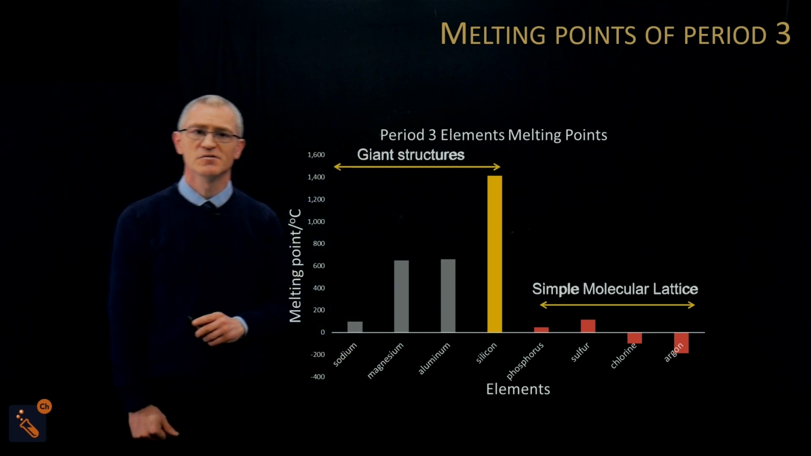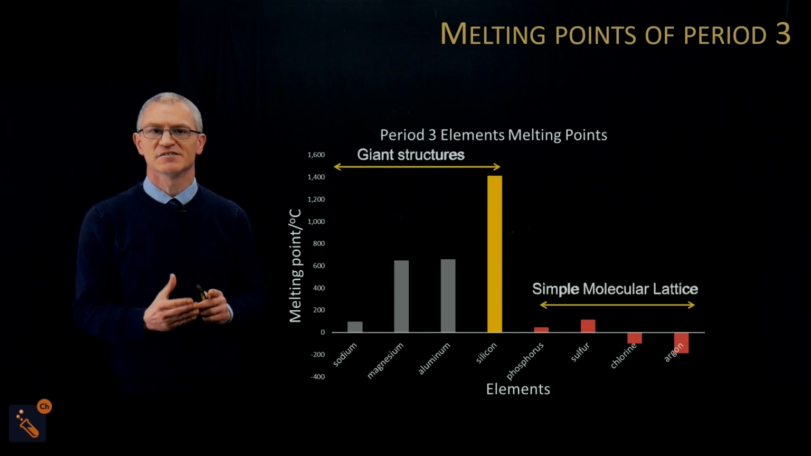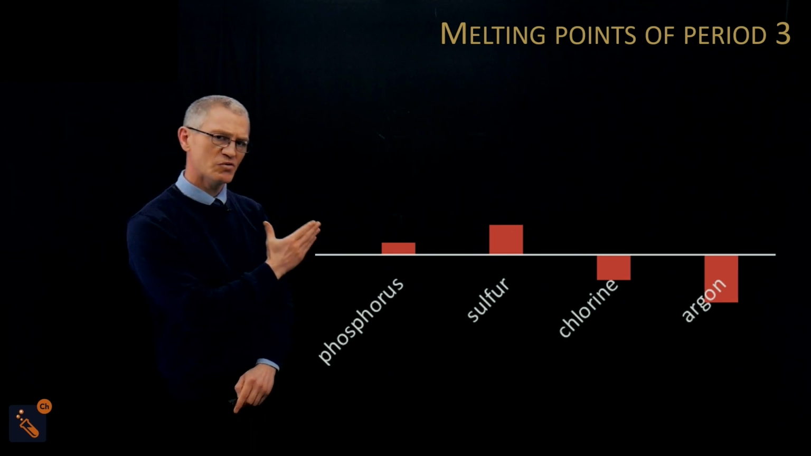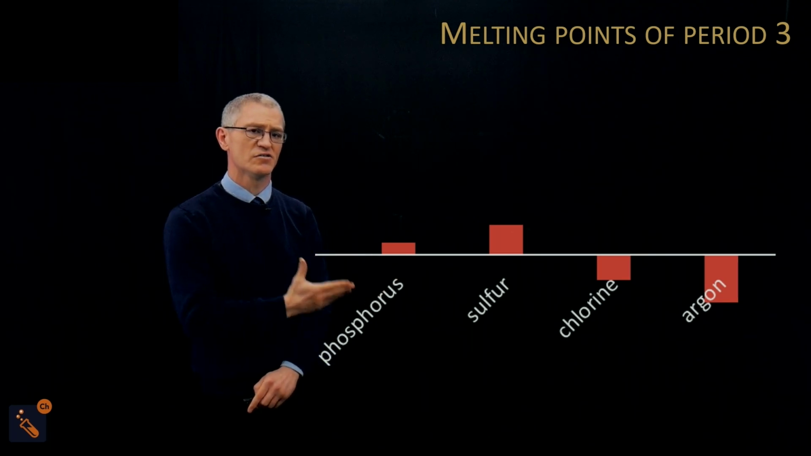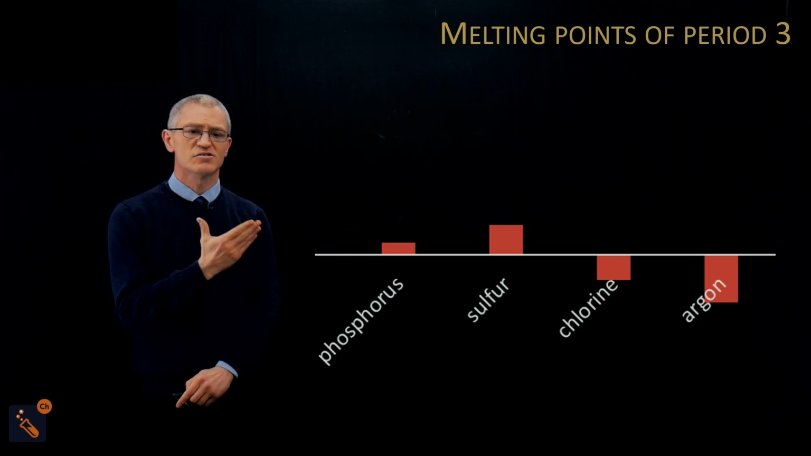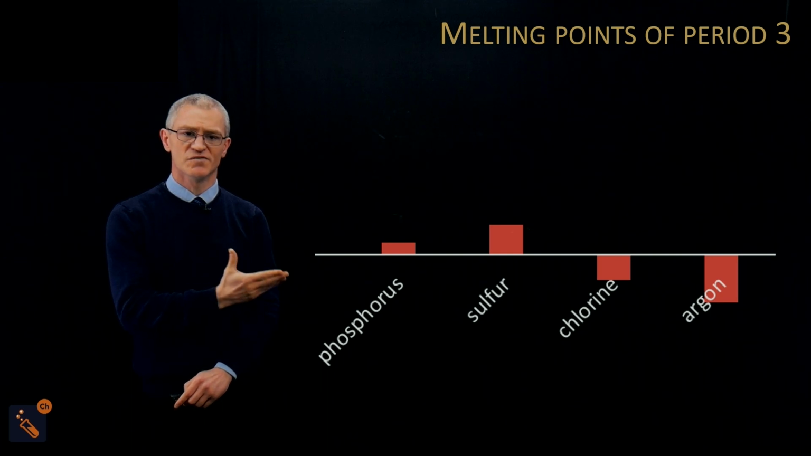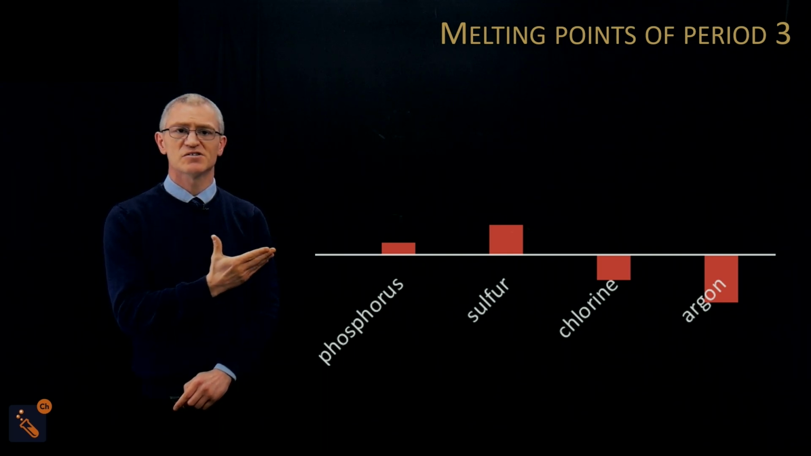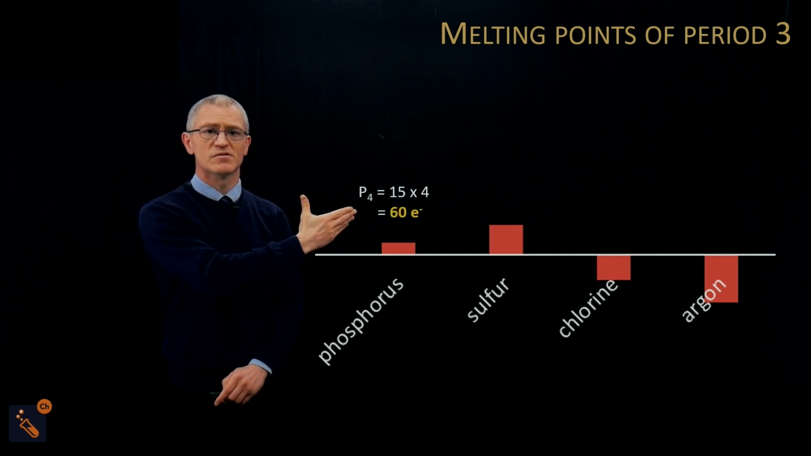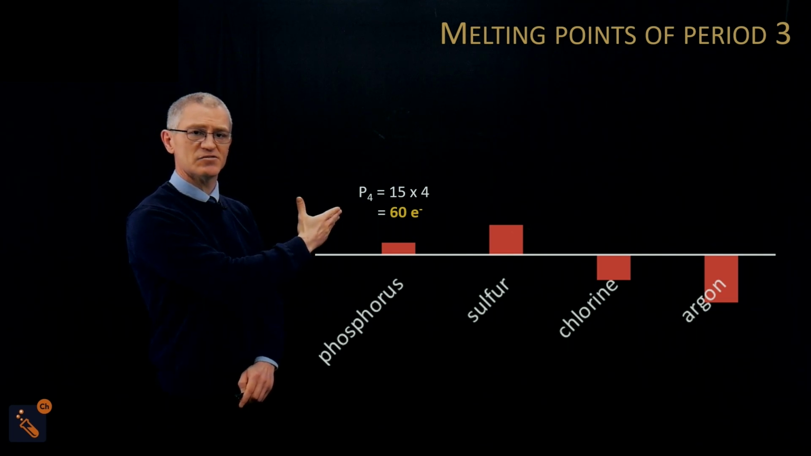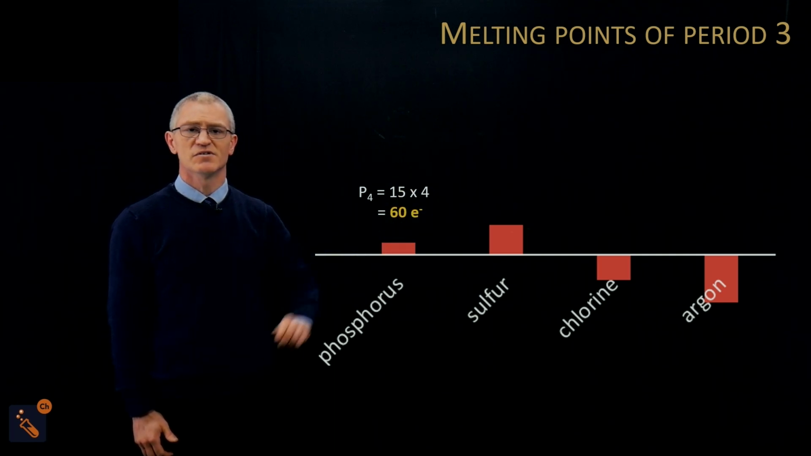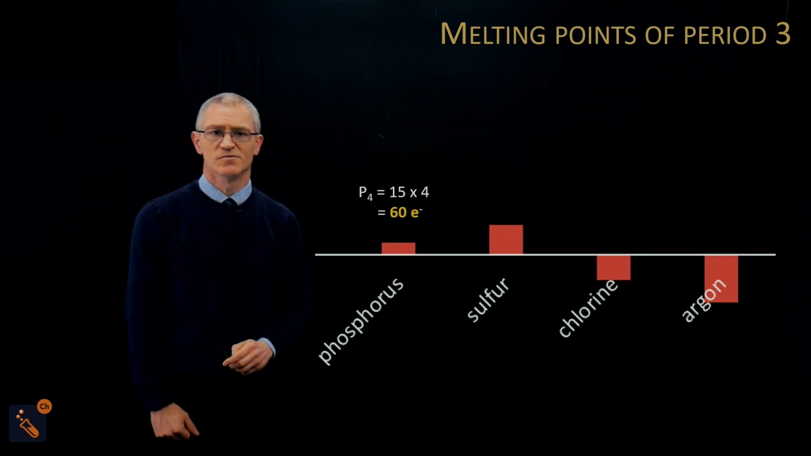If we focus, though, on the simple molecular lattices, because we haven't talked about those yet. As we go in here, we can see there's phosphorus, sulfur, chlorine and argon. And I stress to you, you have to, unfortunately, remember the structure of each one of these. So the first structure, for phosphorus, you need to remember that it's P4. Each phosphorus has 15 electrons. That means if you times 15 by 4, you'll have 60 overall electrons in that molecule.